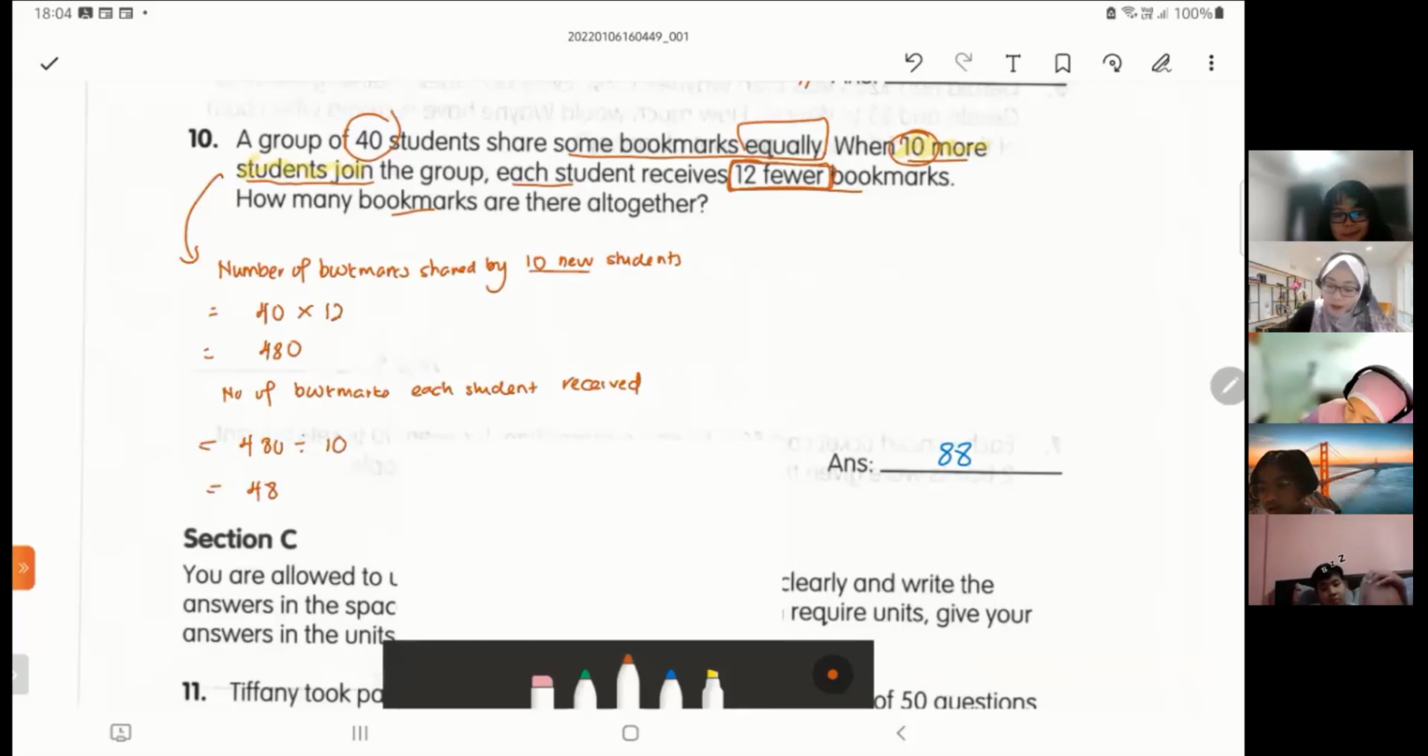Okay, so now to find the total number of students. How many total students do I have then? I have 40. Previously, I have 10 more who would join in, right? So I have 50 students in total.